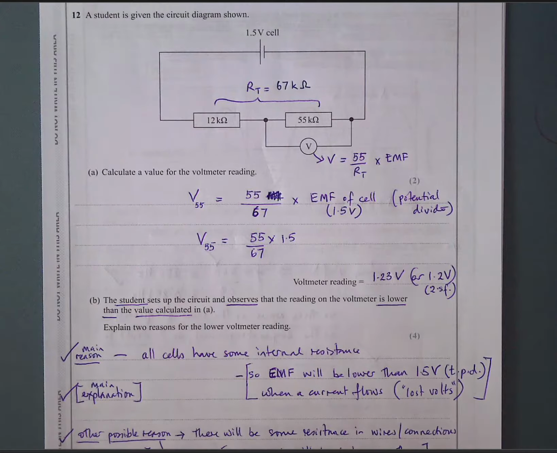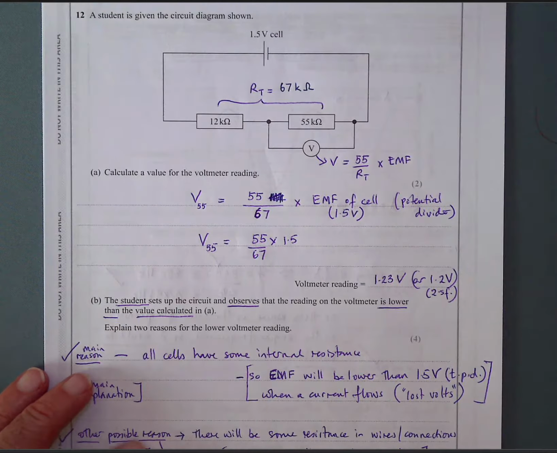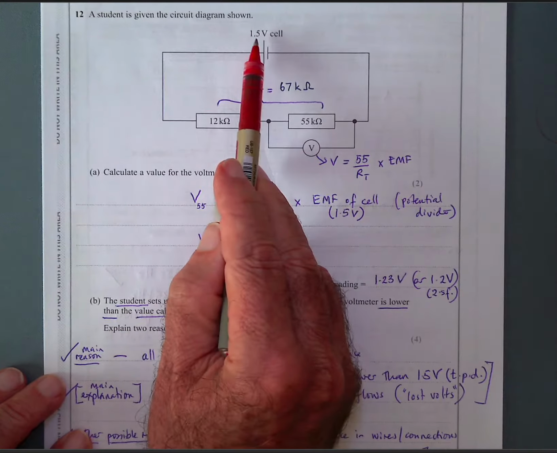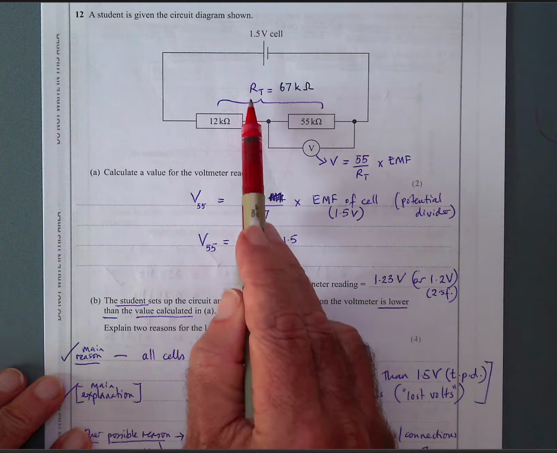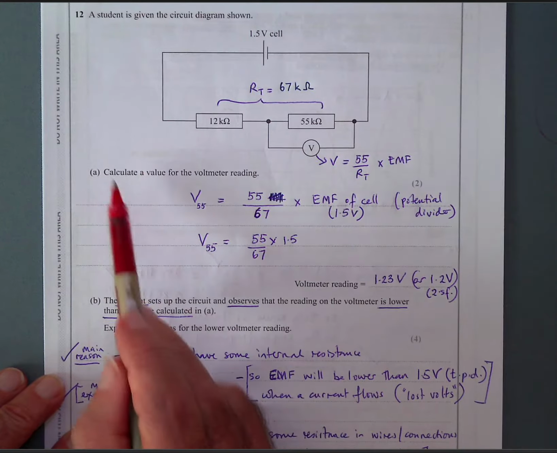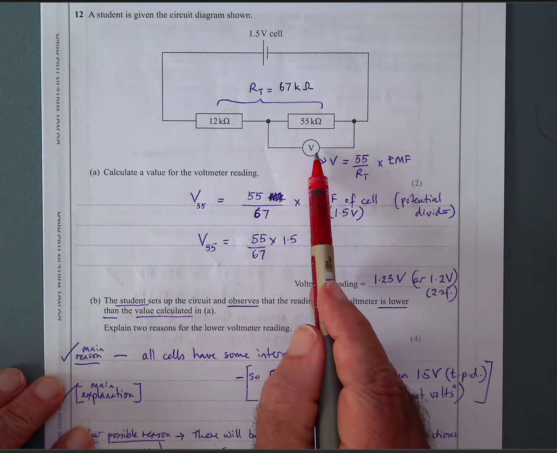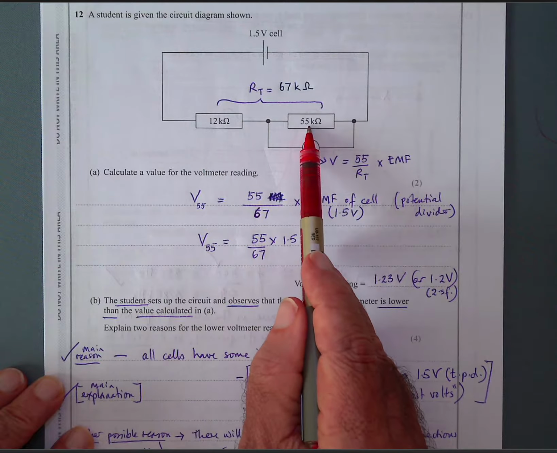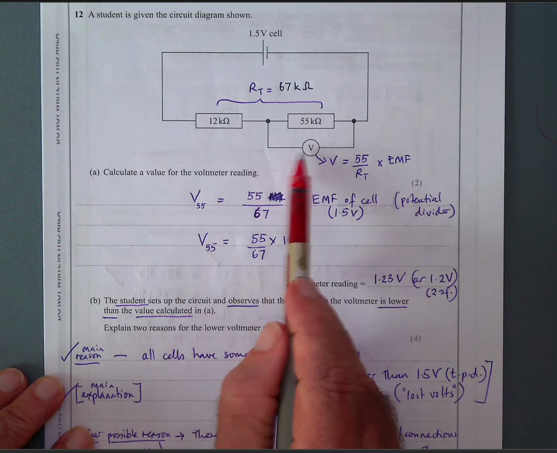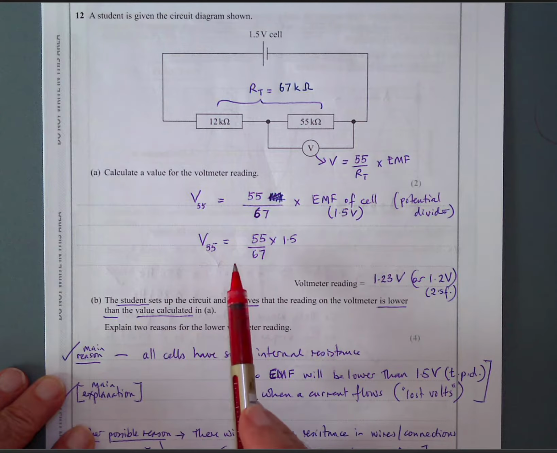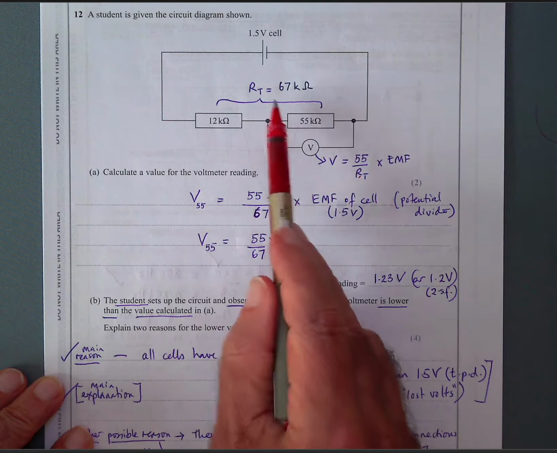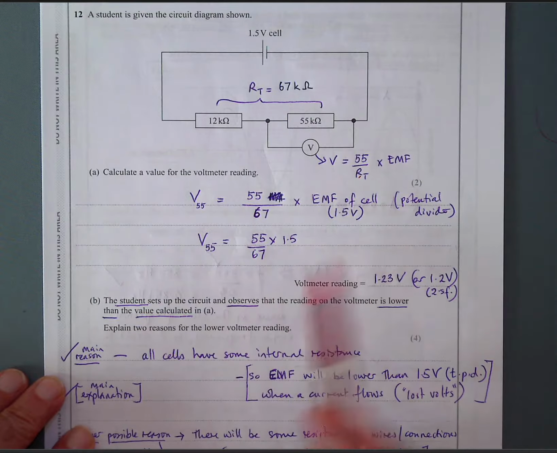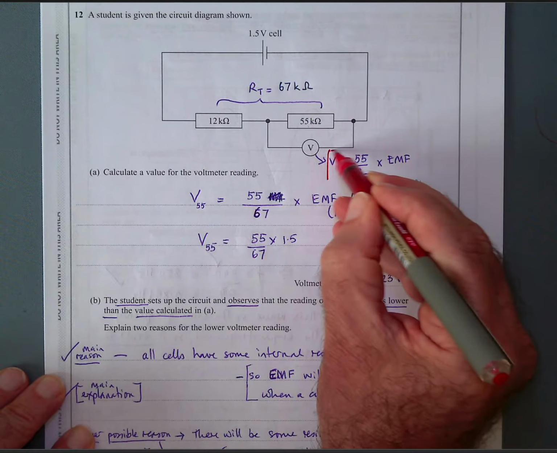Question 12 is then about potential dividers again. You have a 1.5 volt cell. You have two resistors both in kilo ohms, so we know the total resistance. They want you to calculate a value for the voltmeter reading. Well, the voltmeter is 55 parts out of 67 of the total voltage of the cell. So it's basically a ratio of 55 divided by the total resistance times the EMF. Okay, this is how you get the voltage value.